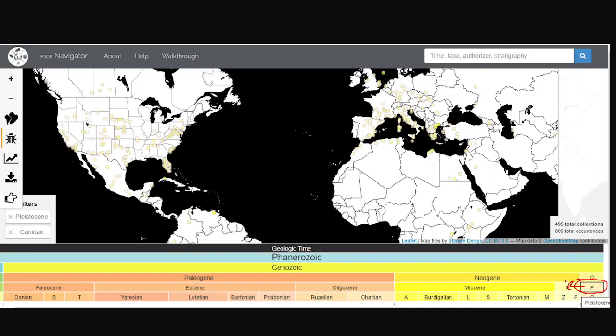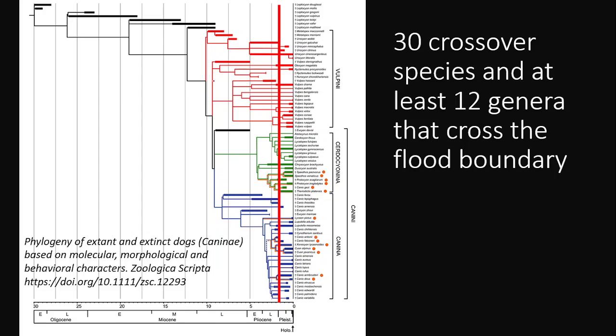There are actually a fair number of extinctions that occur at that boundary, which is one of the reasons they picked that boundary, the Neogene Quaternary boundary. And yes, there are some canines that go extinct right at that point, but there is a huge amount of diversity right after that point as well. So let's show it to you in a different way.